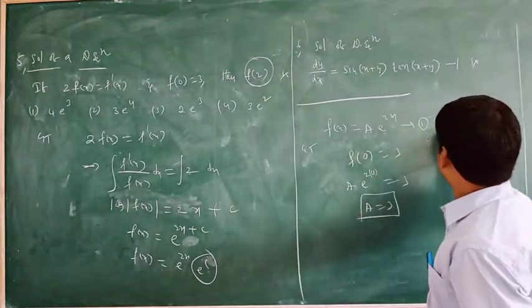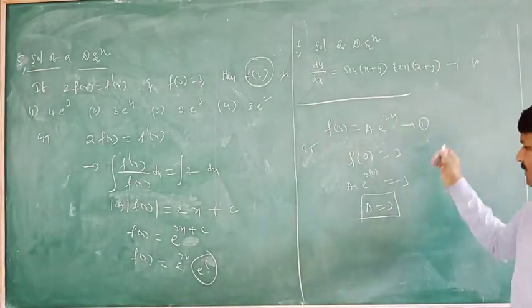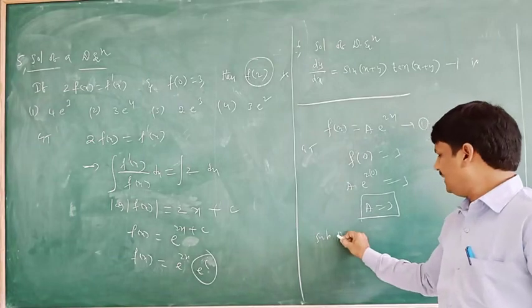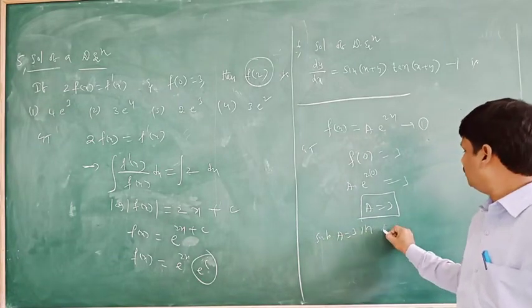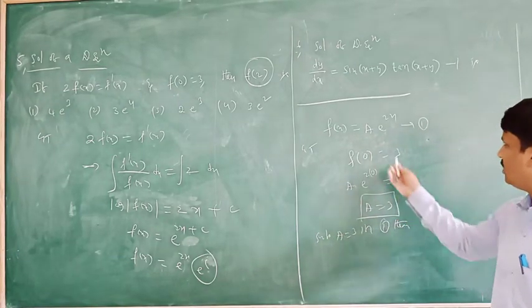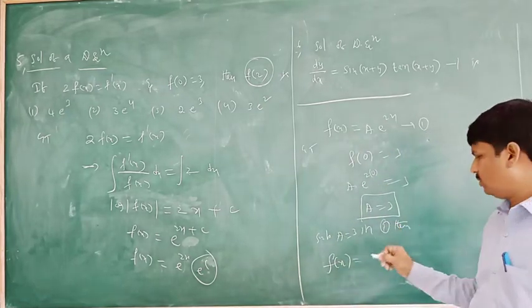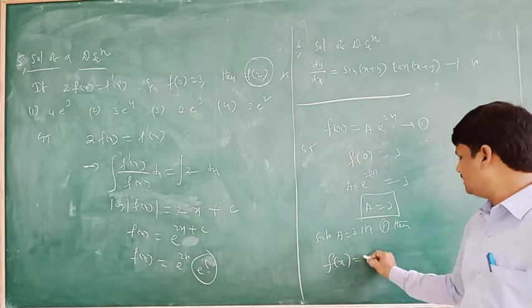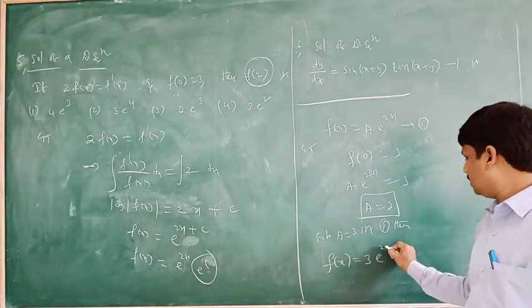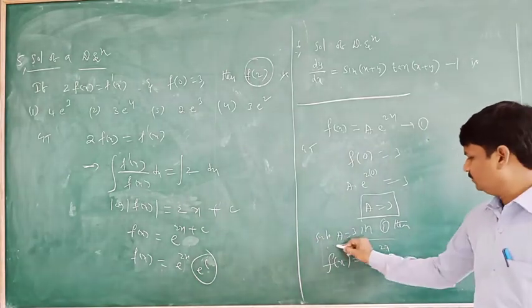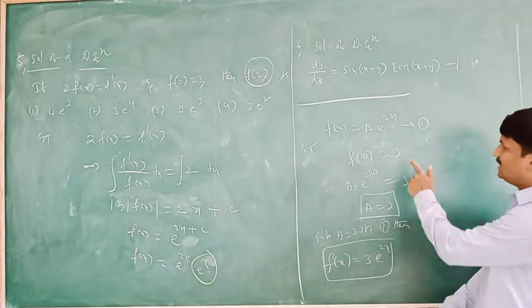So actually this is our general solution. Substitute a is equal to 3 in 1. Then what you get? The function, or general solution, is f of x is equal to 3 into e power 2x. Okay. So this is the general solution.